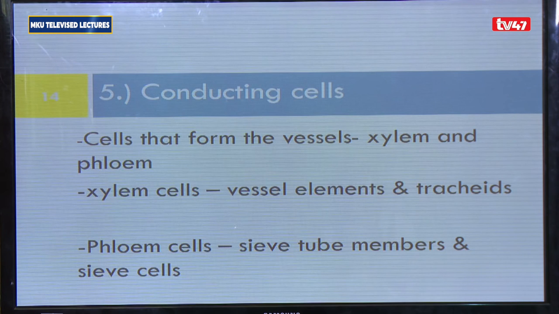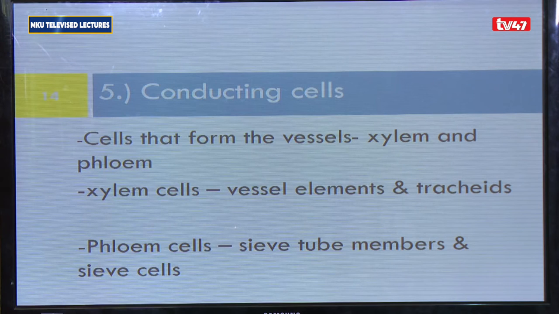And generally, we tend to find for the sieve tube members that at the end walls, they have good pores within which food materials can pass through. The pores allow for the movement of the food materials from one member to another, responsible for the transportation of soluble organic food material. And that's as much as we should say as far as the types of cells in plants are concerned.